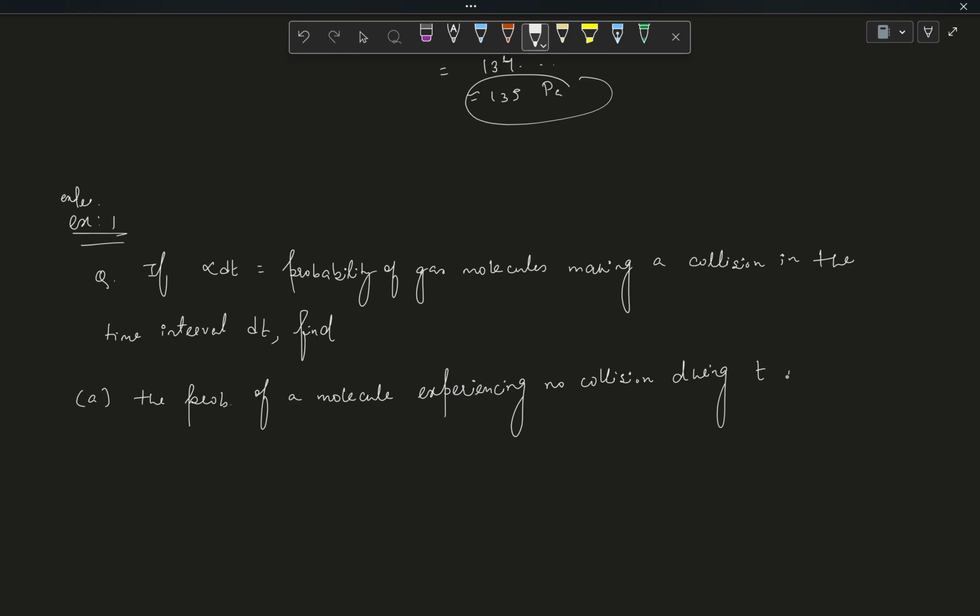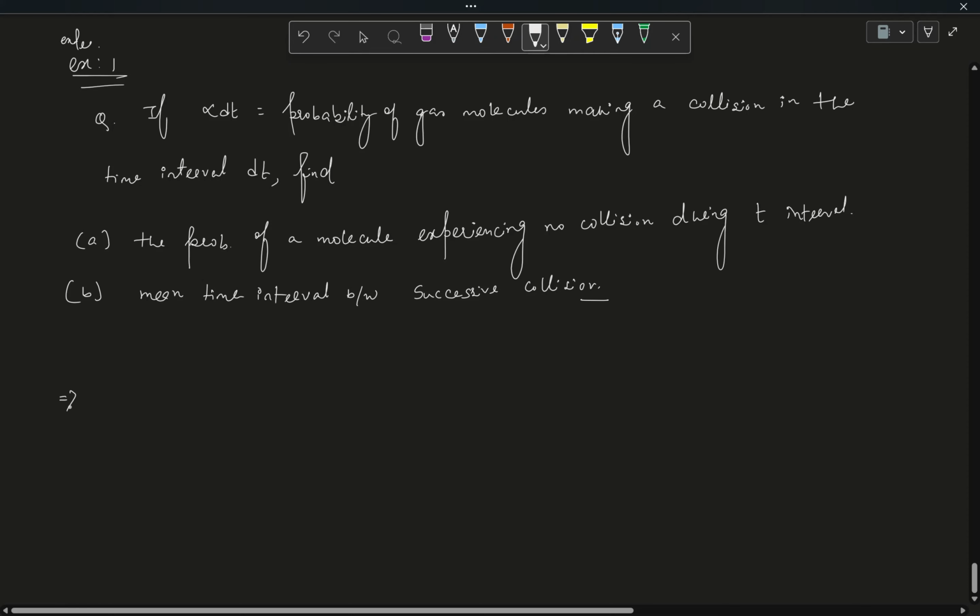And question number 2 is: what is the mean time interval between successive collisions? So you can see the idea is similar, but instead of distance, as was used in mean free path, here it is used in terms of time. But otherwise the concept is similar to the concept we used for calculating the mean free path.